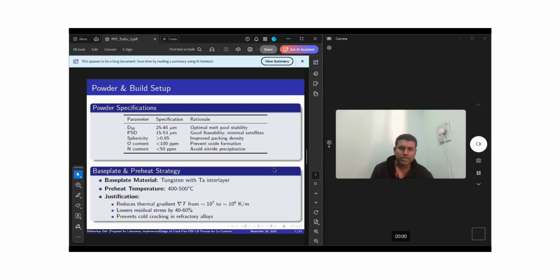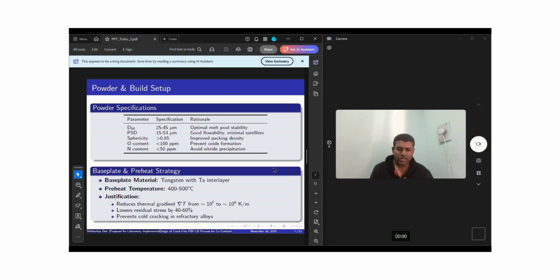The build setup includes base plate selection, which is tungsten, because tungsten has a similar coefficient of thermal expansion to the tungsten, tantalum, and copper alloy, which is around 4.5 times 10 to the power minus 6 per Kelvin. It has high temperature strength, so it won't deform under processing conditions, and compatibility, because it won't react with or contaminate the build material. The tantalum interlayer serves as a sacrificial layer that prevents diffusion bonding between the part and the base plate, allows easy removal of the finished part, and accommodates any minor coefficient of thermal expansion mismatch.